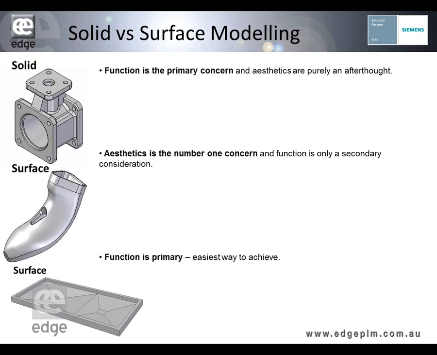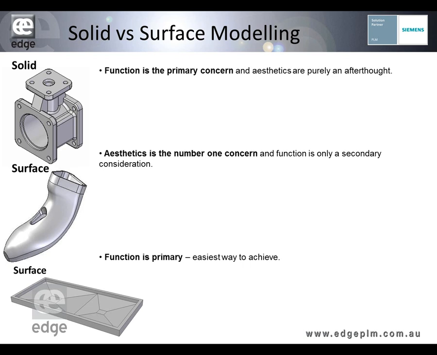Okay, just to divide it all up, it should be fairly clear cut, but it's not necessarily all the time. We're all familiar with solid models, and here function is the primary concern, and aesthetics are an afterthought, if at all. When we're talking about surfaced components, again, I refer to the shaver body here. Aesthetics is the number one concern. How it looks, how it feels, all of those sorts of things are the primary concern, and function secondary.